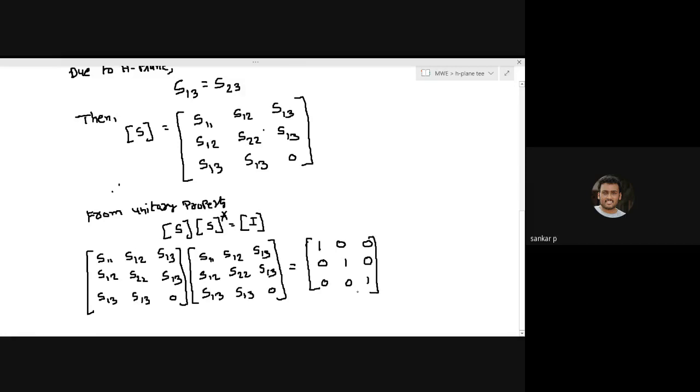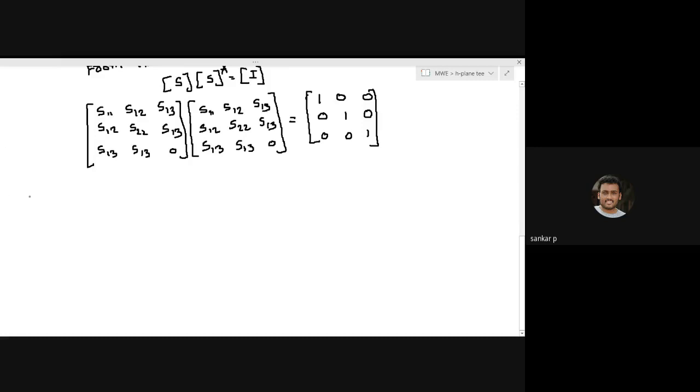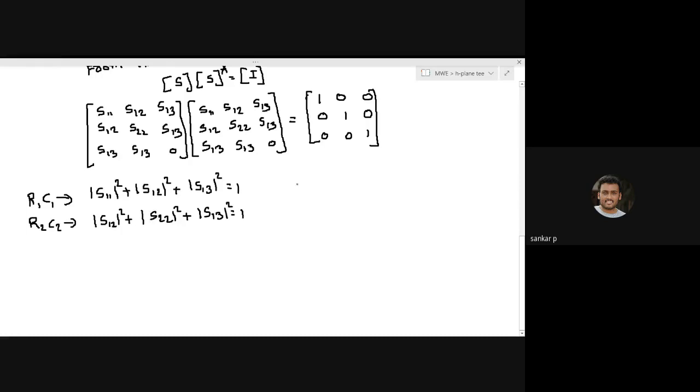Now just do the multiplication. First, row 1 into column 1: S11 square plus S12 square plus S13 square equals 1. Then row 2 column 2: S12 square plus S22 square plus S13 square equals 1. These are equations number 1 and 2.